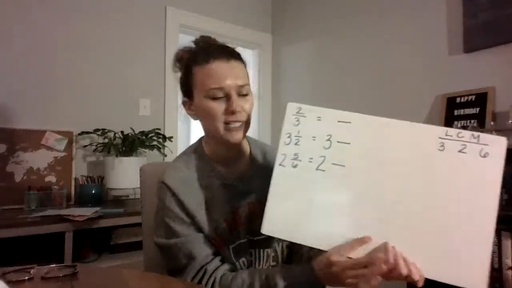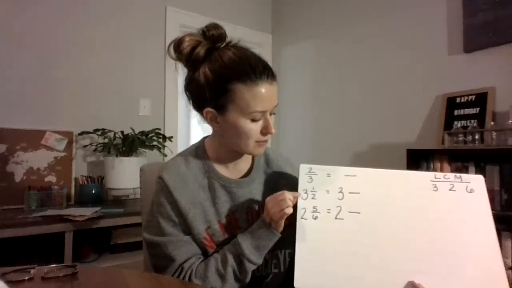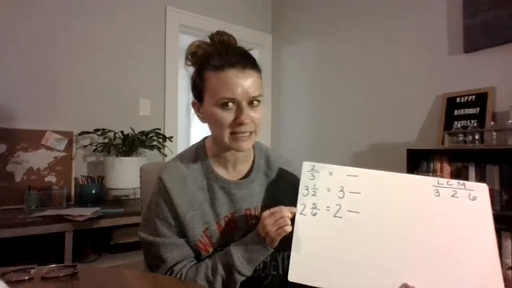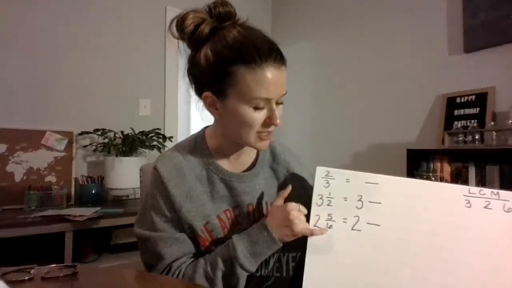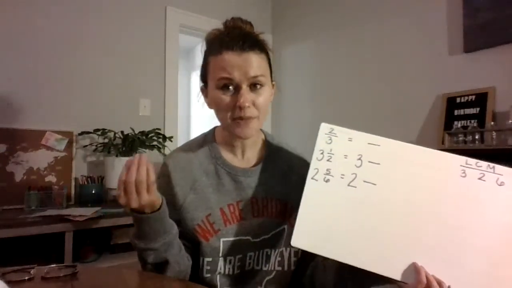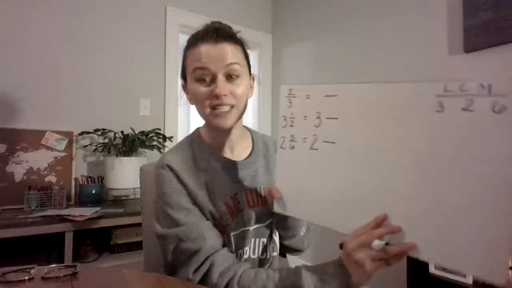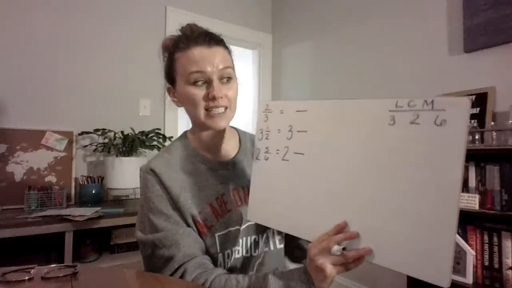But I noticed something about my fractions and mixed numbers. 2/3, 3 1/2, 2 5/6. If I look at their denominators, 3, 2, 6, they're all different. And when we're adding fractions or mixed numbers, they have to have common denominators. That means their denominators have to be the same. So we're going to have to convert these fractions so they have like denominators. To do that, you can use the lowest common multiple or LCM.